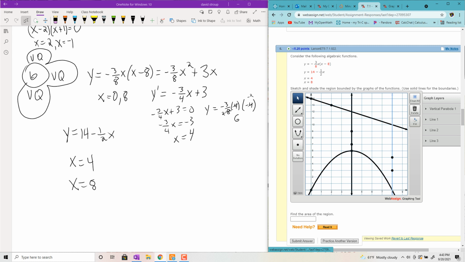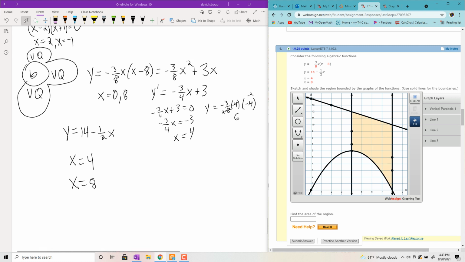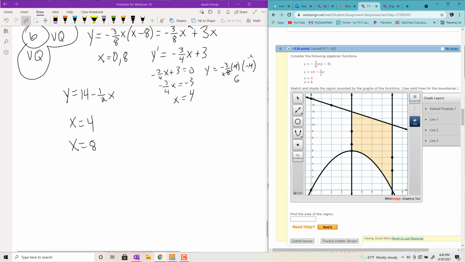And then we need to fill in the region, I guess. Add fills last. Okay. Sketch and shade the region. So I'm going to fill in that region there. Okay, well, that should do it. Now let's go ahead and do the integral.